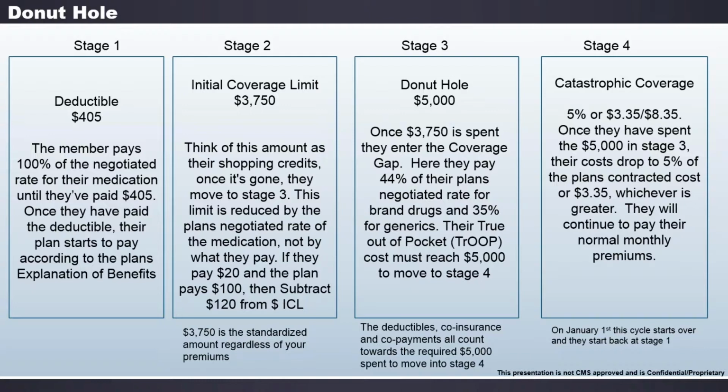Once they've spent that $5,000 in stage 3, their costs drop for what they're going to have to pay on that plan for the coverage towards the prescriptions. So their cost will be either 5% or whatever that contracted cost is at the $3.35, whichever one is greater for the customer, unfortunately. But they will continue to pay their monthly premiums as well. And the cycle does start back over every single year on January 1st.